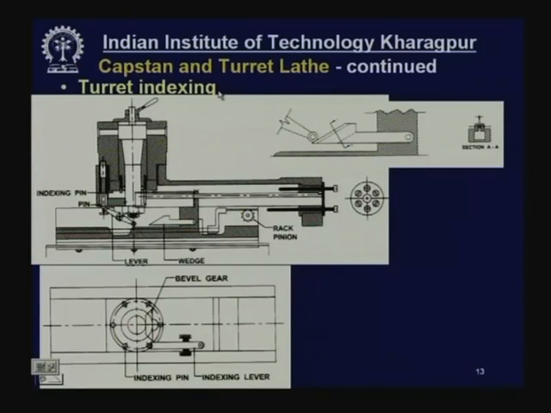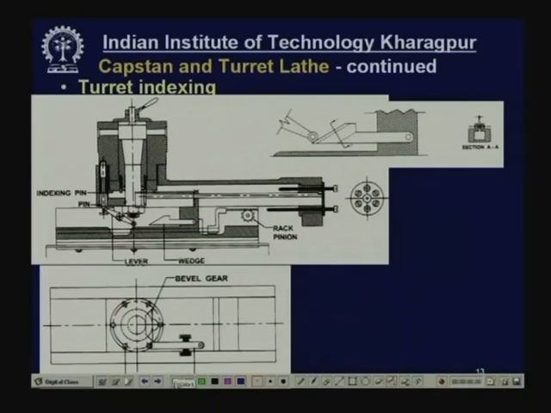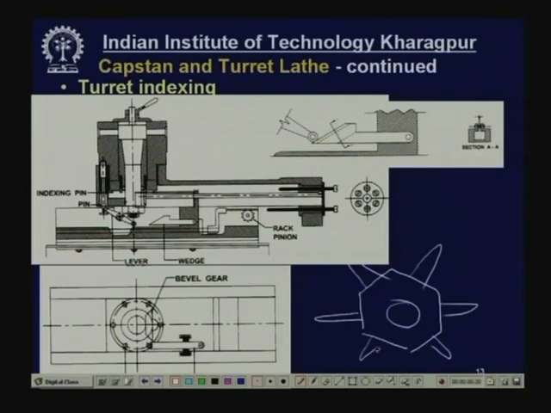Now, come to the turret indexing. Both capstan and turret lathe are provided with a turret. This is the turret, which is mostly hexagonal. It can look like a circle, but it is basically hexagonal. The hexagonal turret, and the tools are mounted on the faces. So, 6 cutting tools, all right.